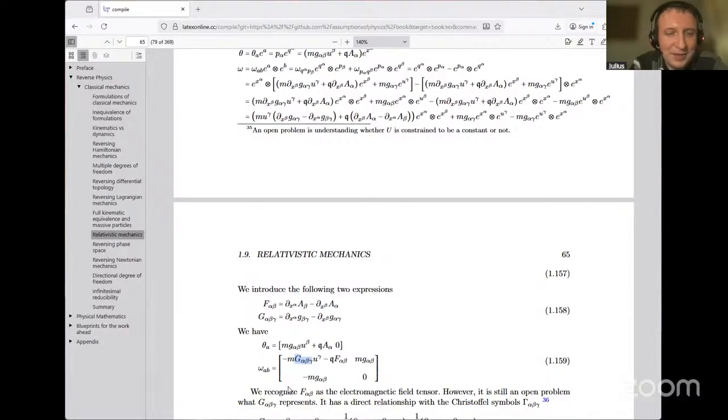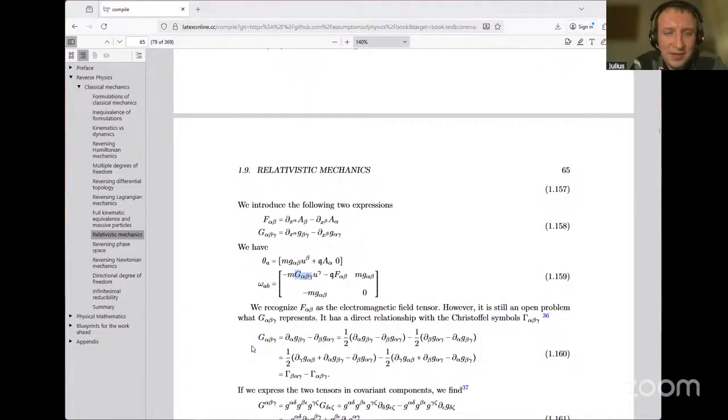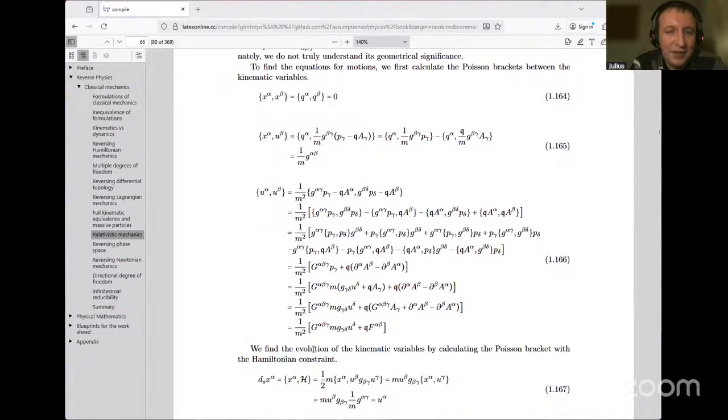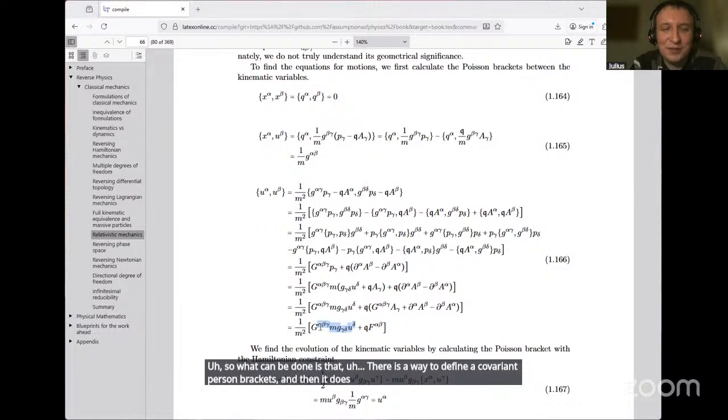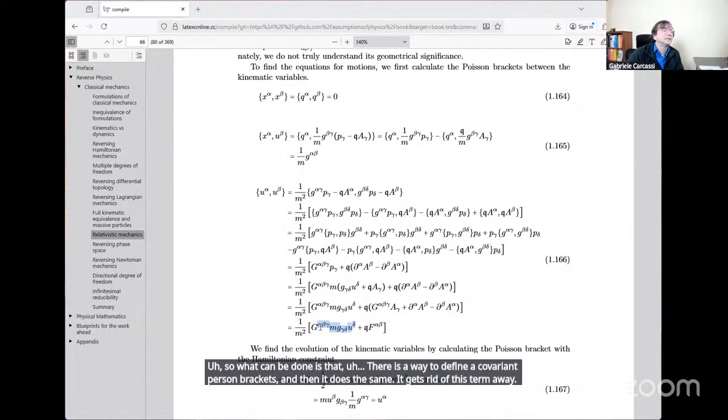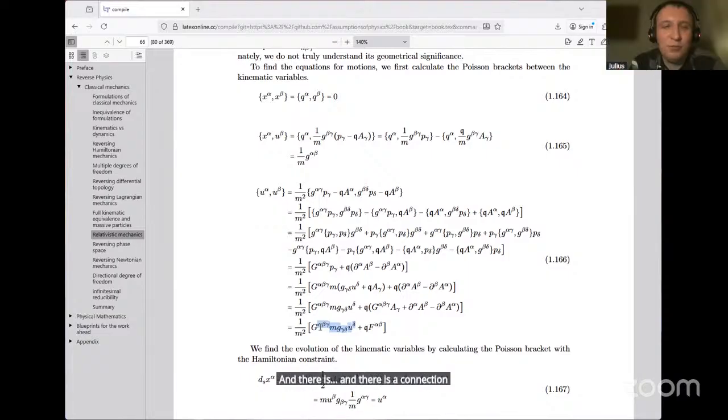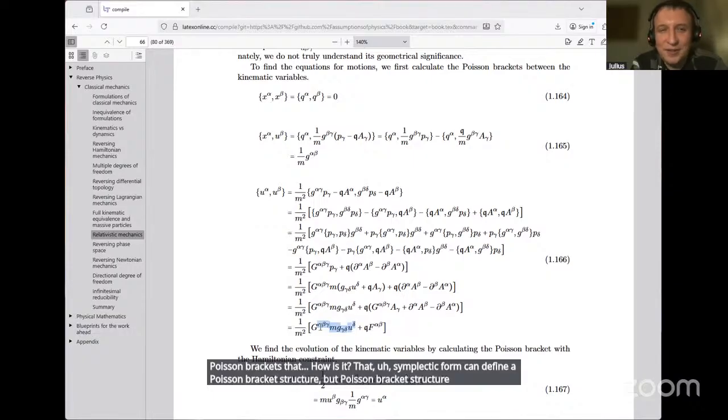Okay, so then a very similar comment is regarding the Poisson brackets, where you have this additional term. Again, there is a way to define covariant Poisson brackets, and it does the same. It gets rid of this term. Interestingly, there is a connection. It is not one-to-one, but a symplectic form can define a Poisson bracket structure, but a Poisson bracket structure may not define a symplectic form.